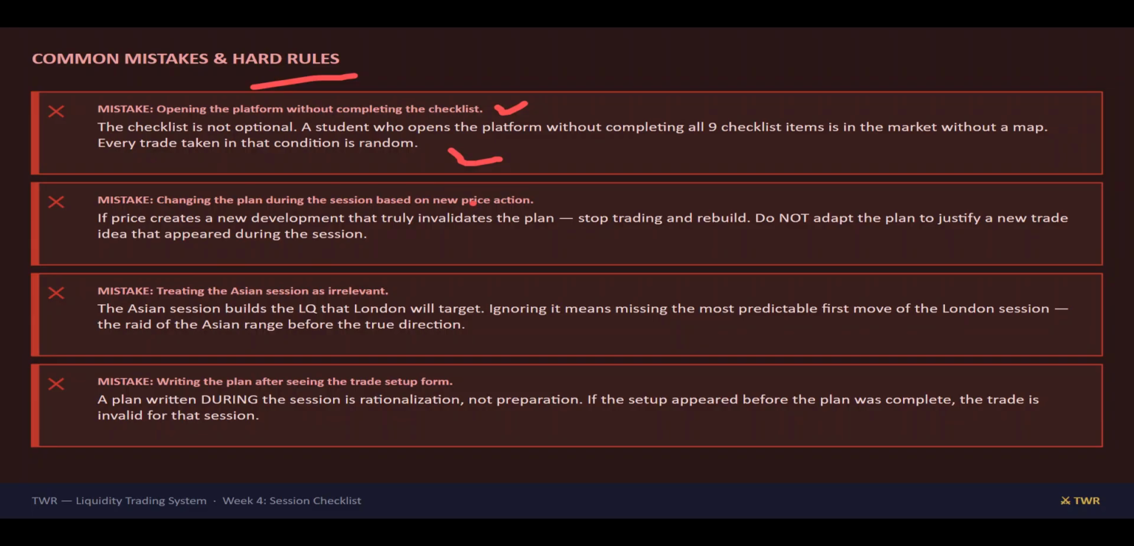Number two, changing the plan during the session based on new price action. You can come to the session with a plan, then you start changing it, then treating Asian session as irrelevant and writing the plan after seeing the setup. So those are some of the things I'd like you to consider.